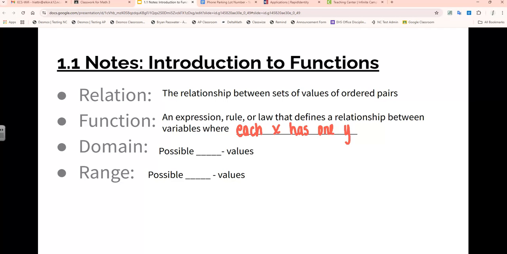In a function, two of the things that we're going to talk about are domain and range. So getting those brains fired up. Anybody remember what the domain is for a function?